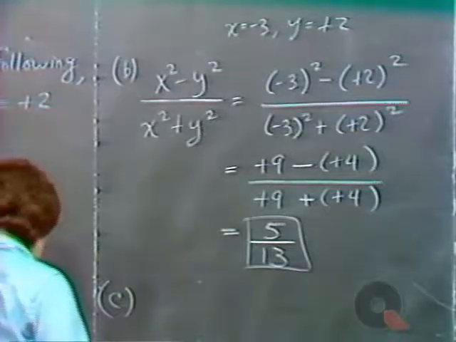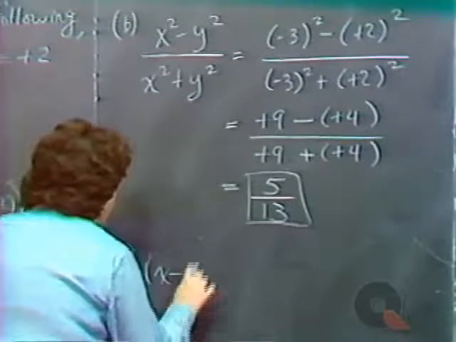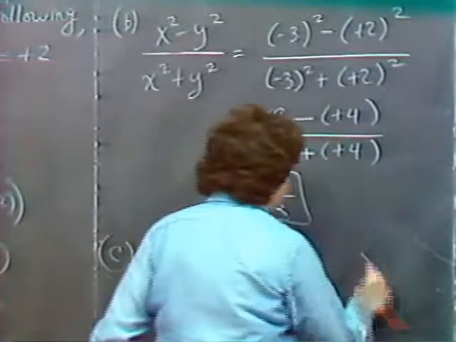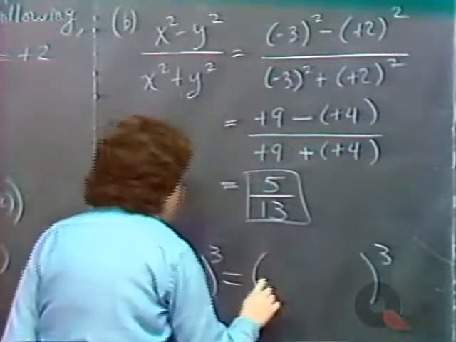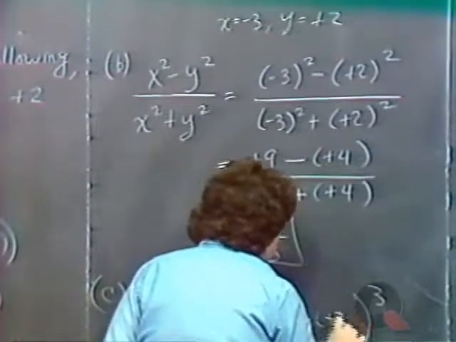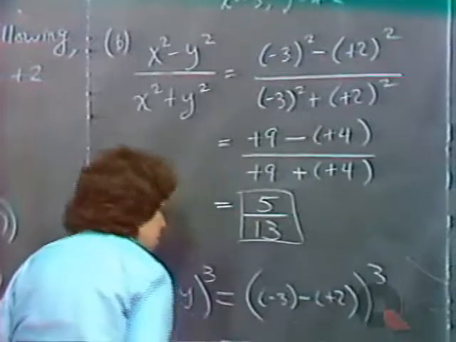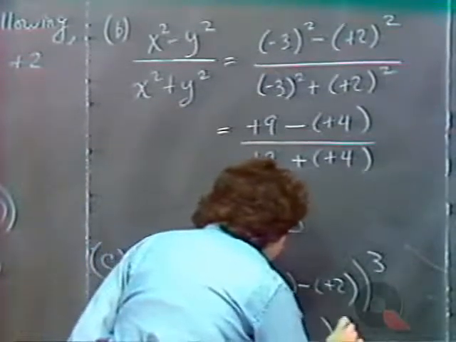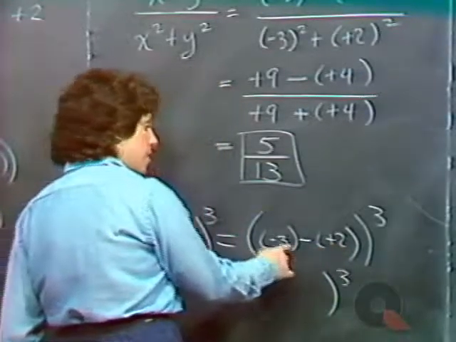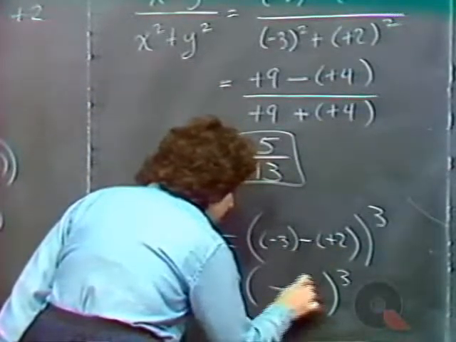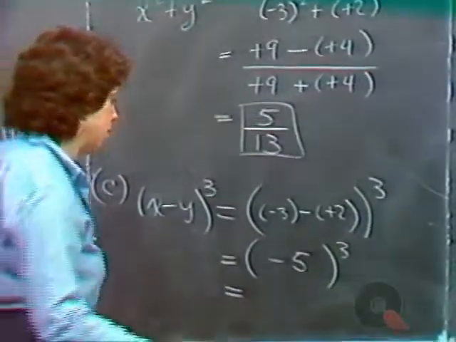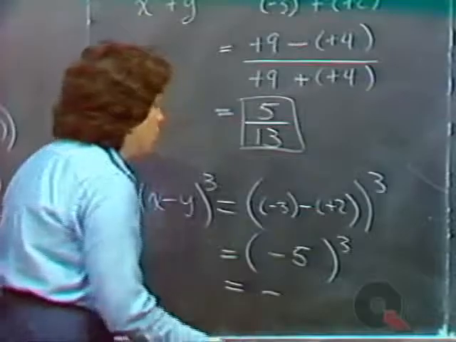In problem C, x minus y cubed. We want x, which is minus 3, minus y, which is plus 2, quantity cubed. Well, first, minus 3 minus a plus 2 is minus 3 and the minus 2, that's minus 5. Minus 5 cubed means minus 5 times minus 5 times minus 5. The result will be minus 125.